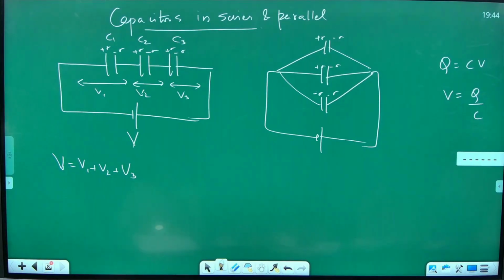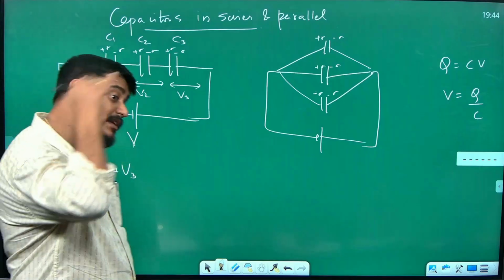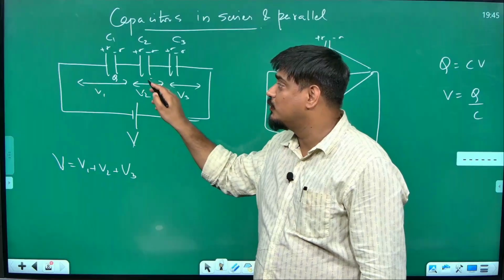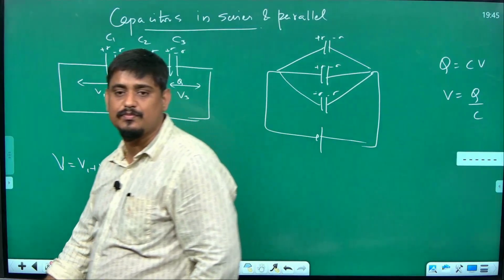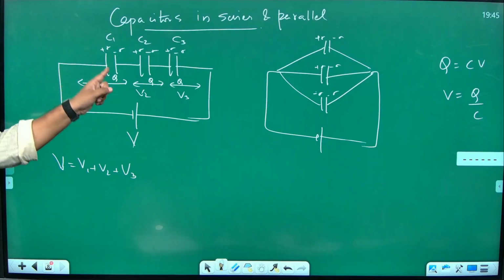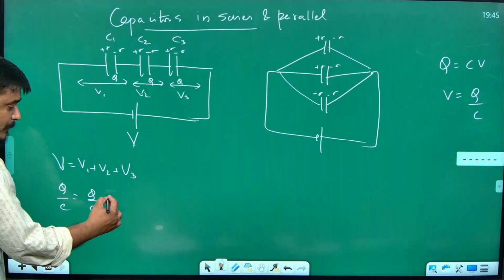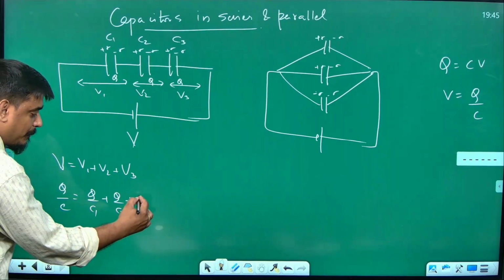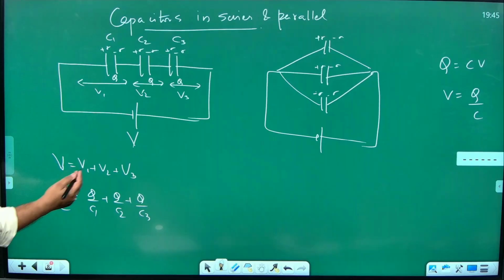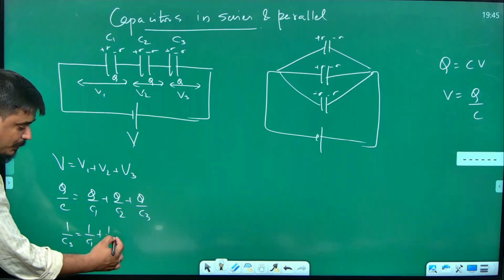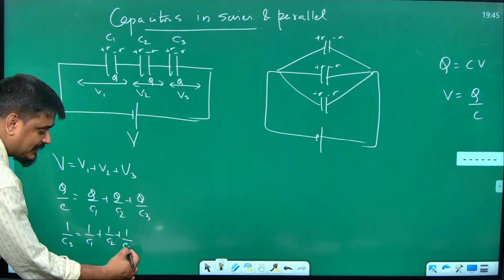Now, one thing you should understand, like the resistors, current remains same in series connection. Here what will remain same, you know? Charge will be same, Q, Q and Q. Plus sigma, minus sigma, plus sigma, minus sigma. So, charge remains same. If charge remains same, it will become Q by C is equal to Q by C1 plus Q by C2 plus Q by C3. Take Q and cancel it, you will get 1 by C series is equal to 1 by C1 plus 1 by C2 plus 1 by C3.